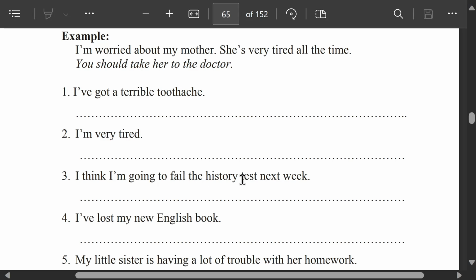Okay, I think I'm going to fail the history test. I think I'm going to fail the fundamentals test next Friday. So what should I do? Try again. Next test. You should read information. You should study more.